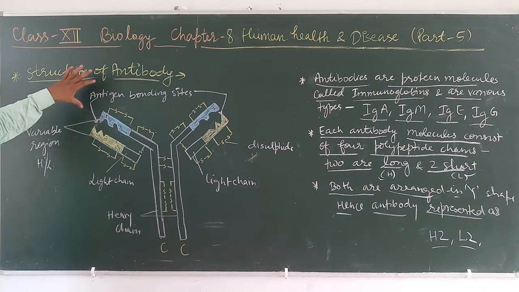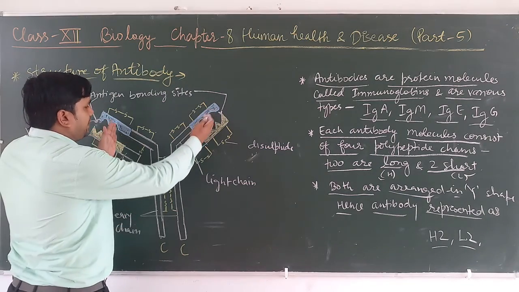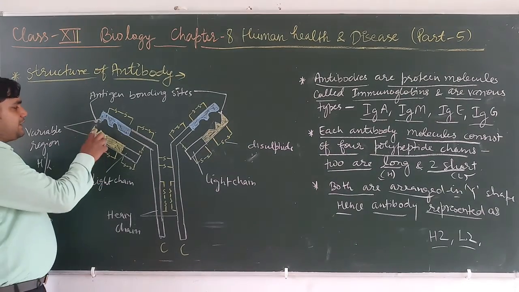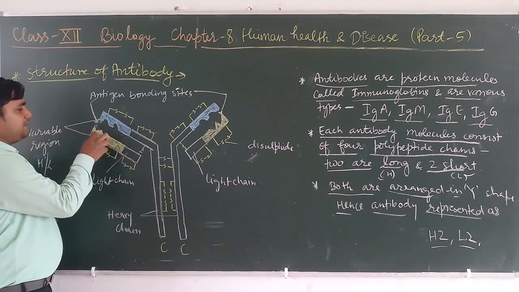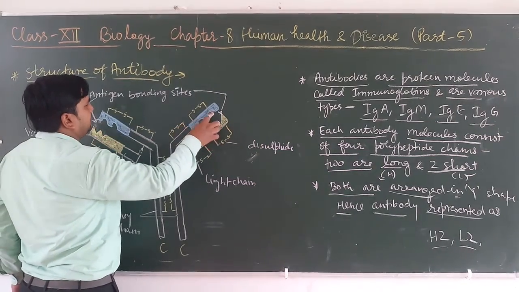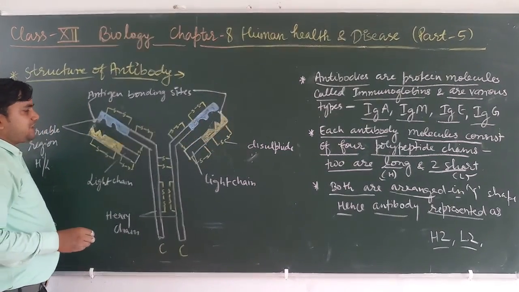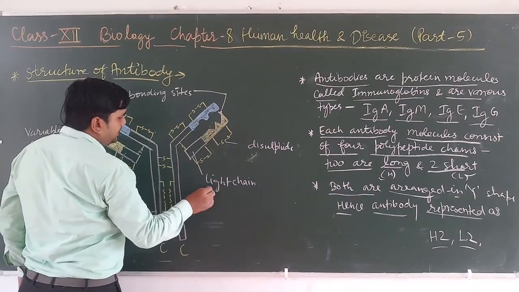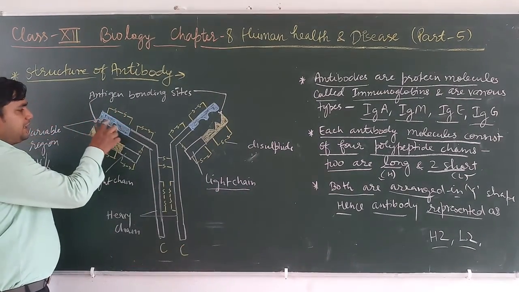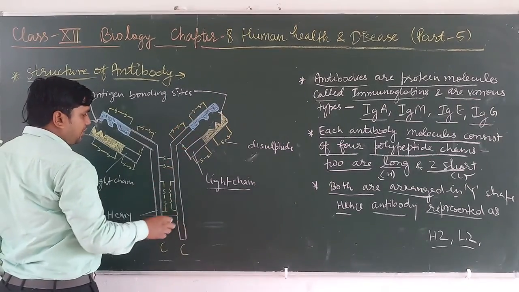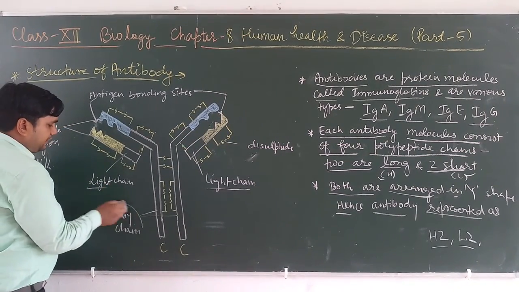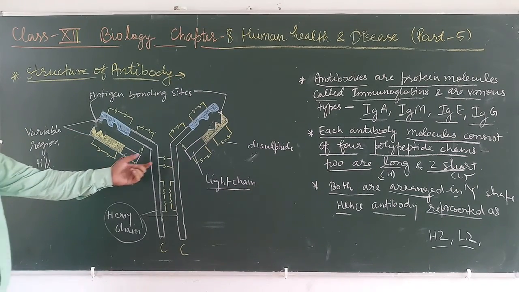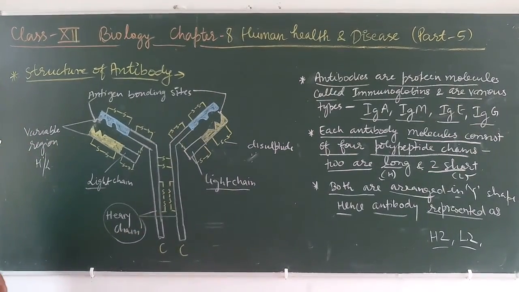Here you can see simply the Y-shaped structure of the antibody. Here there are two sites, these are the antigen binding sites. This short one, from here to here, is called the light chain, and this long one, from here to here, is called the heavy chain. This short is called light chain and this one is long, so it is the heavy chain.